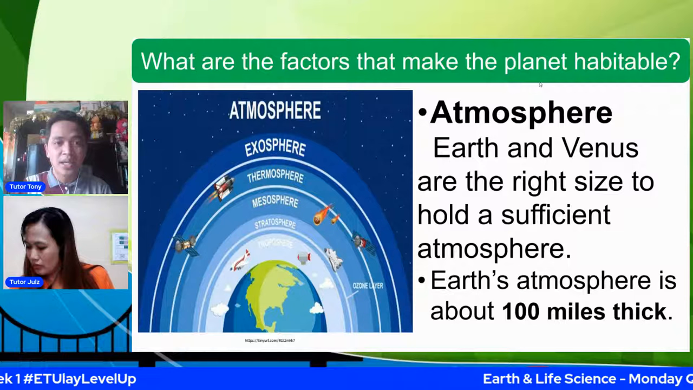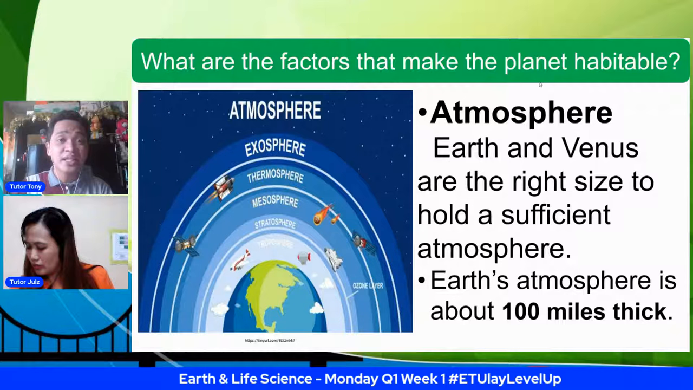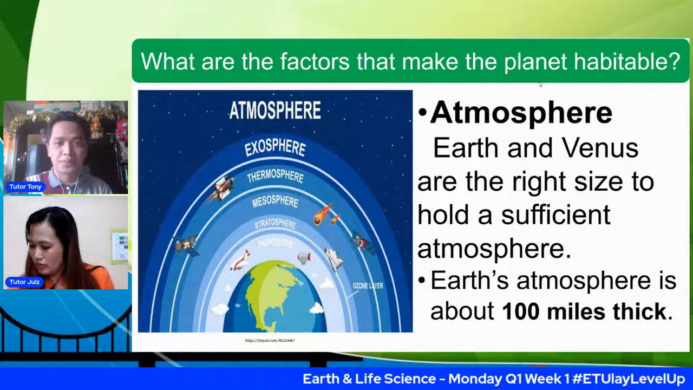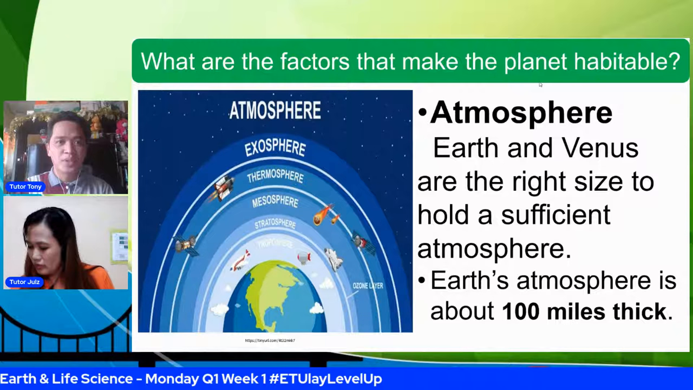Because of our atmosphere, some of the heat is being radiated pabalik ng outer space, and enough radiation lang ang nakakapasok sa ating planet mismo. So that's the first two factors, we have temperature and atmosphere. What's the next factor, Ma'am Jules?